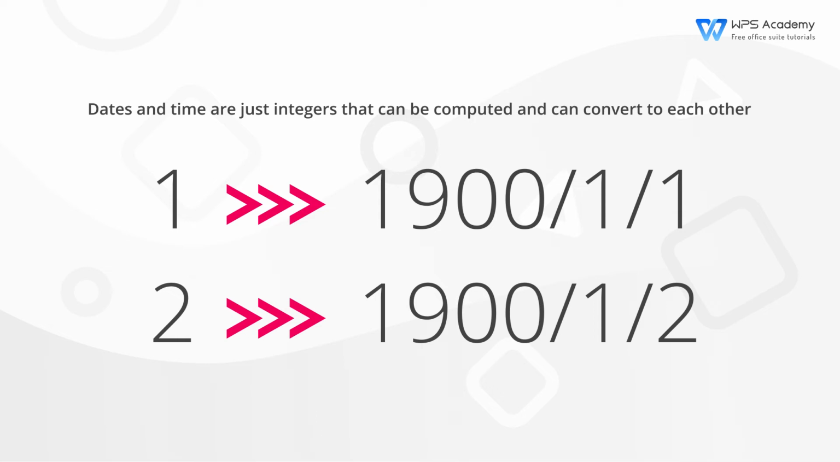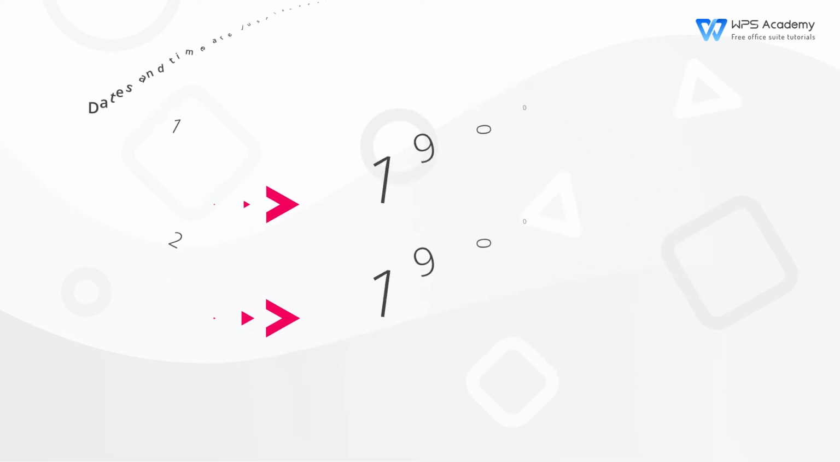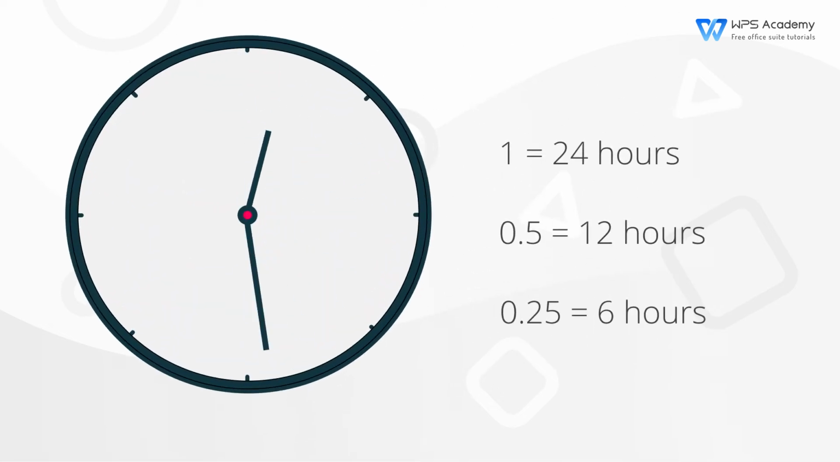When the number 1 is set as the dates format, the result is 1900/1/1. Similarly, number 2 will appear as 1900/1/2. A day equals 24 hours in time conversion. Hence, the number 1 represents 24 hours. 0.5 represents 12 hours, and 0.25 represents 6 hours.